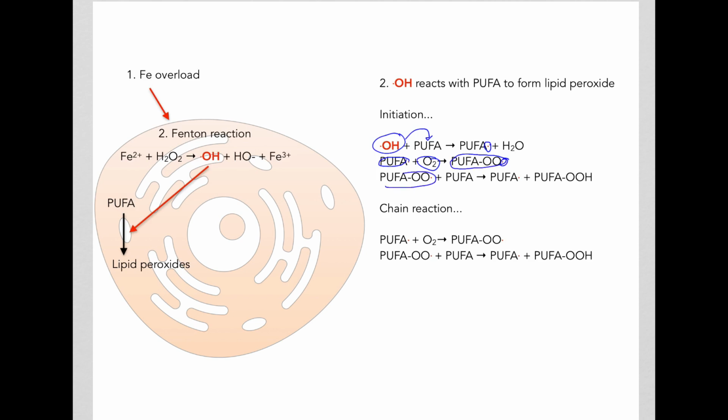Then the PUFA peroxide radical can react with another PUFA, forming once again the PUFA radical. This PUFA radical now can react with more oxygen to give you PUFA peroxide, just like what we saw here. And then the PUFA peroxide can react with another PUFA, just like what we have here, to give you more PUFA radicals. So if this reaction is not stopped, the PUFAs gradually will be converted into PUFA peroxides or lipid peroxides.